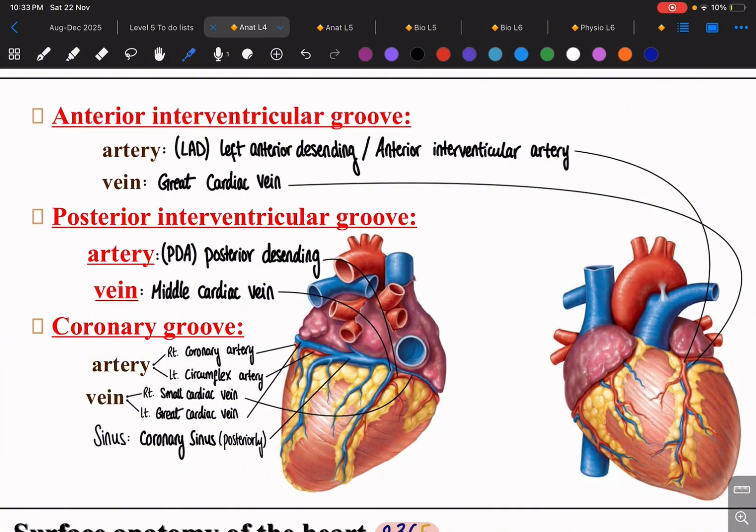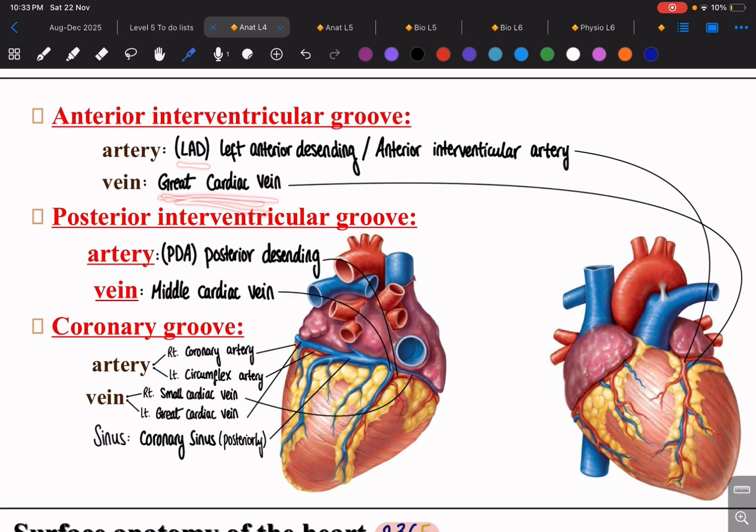What are the 2 arteries and veins that go into it? We have the LAD, the left anterior descending artery, also known as the anterior interventricular artery, and it has 2 names, which is here. And we always said that with the LAD comes the great cardiac vein. So LAD with the great cardiac vein.